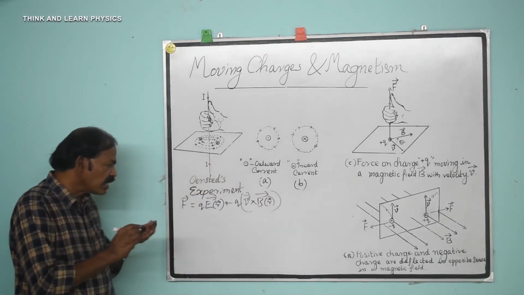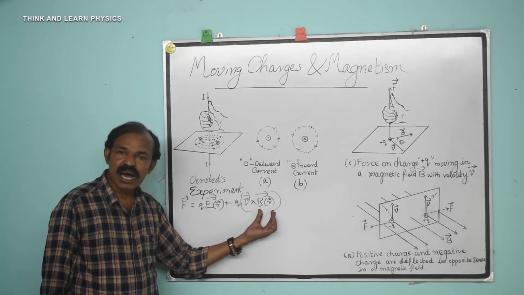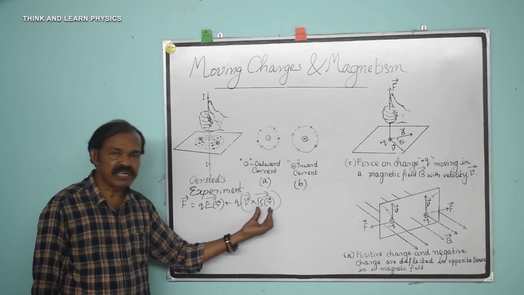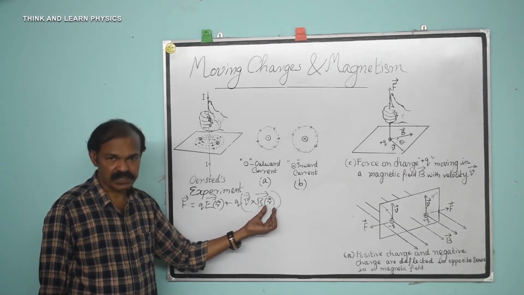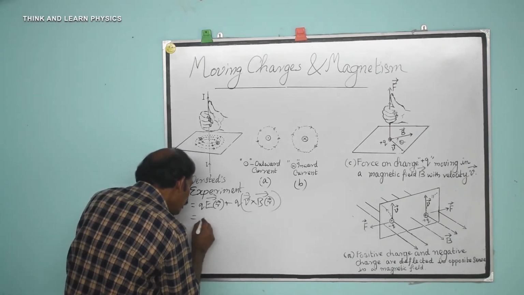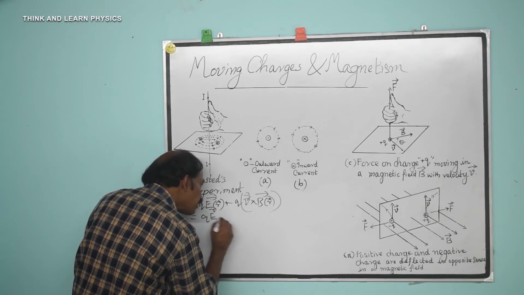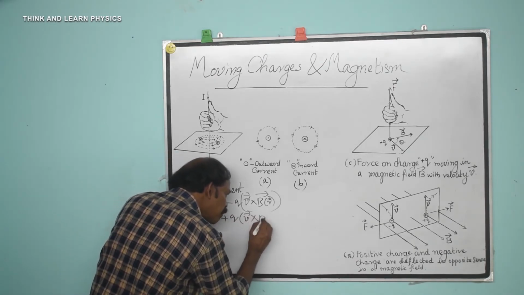Here E vector at r vector and B vector at r vector are the electric and magnetic fields at the point with the position vector r vector. But this may be simply written as q into E vector plus q into V vector cross B vector.